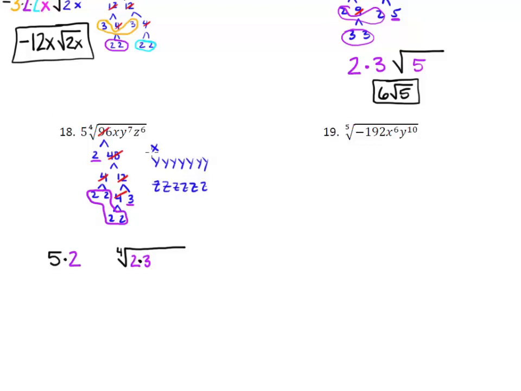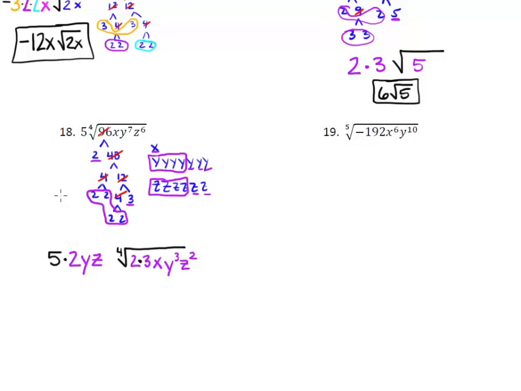Let's look at the variables. I don't have enough x's, so that x is the leftover, so it's going to stay inside. I do have a group of 4 y's right there, so one set of y's comes out. And I've got 3 left over, so they stay on the inside. I'm going to write it as y to the third power. That's y times itself 3 times. And z's, I've got 4 z's right there with 2 left over. So a group of z's come out, and there's 2 left over, so I'm going to put z squared.